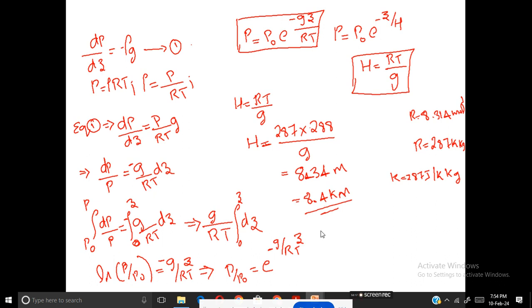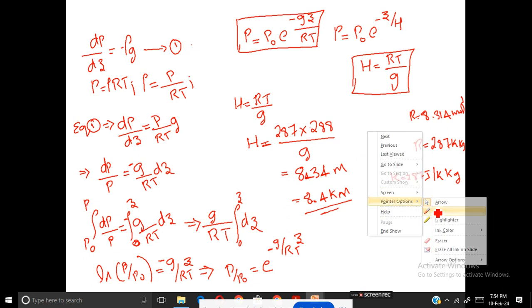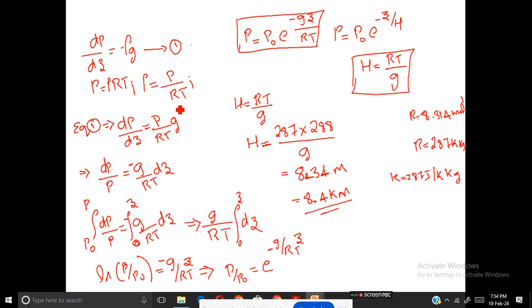Scale height we got. Now we can calculate P, right? The ultimate aim was to calculate the value of P. We didn't know the value of H, so we derived the formula for H, and we calculated the value for H. Now we have to find the value of P. P is equal to P0 e raised to minus Z by H. P0 has been given, which is 1000 hectopascal, into e raised to minus Z, which is 2, by H, which we calculated as 8.4. Calculate it and tell me the value. What will be the value of P?